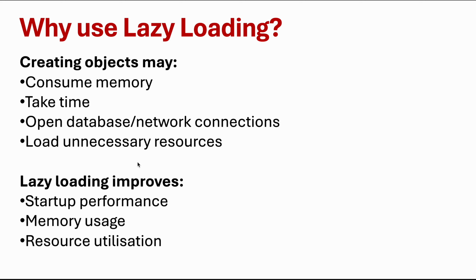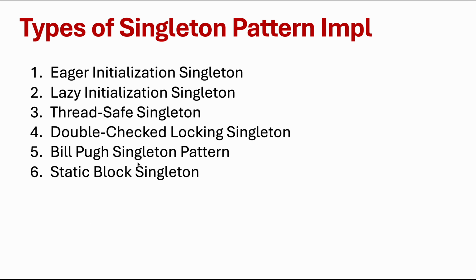Now I hope this is very much clear to you, because this is one of the core points of the singleton design pattern. For singleton pattern implementation, there are different types: eager initialization, lazy, thread safe, double checked locking singleton, Bill Pugh singleton, and static block.